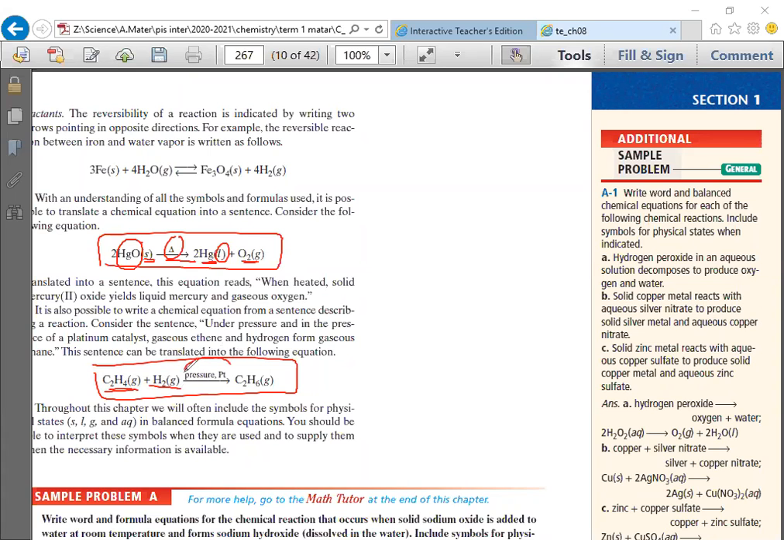This reaction must happen under pressure. And that will produce 1 mole of ethane gas.